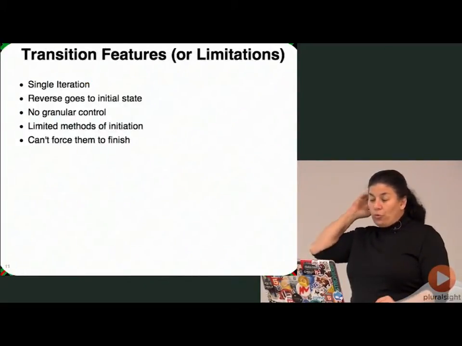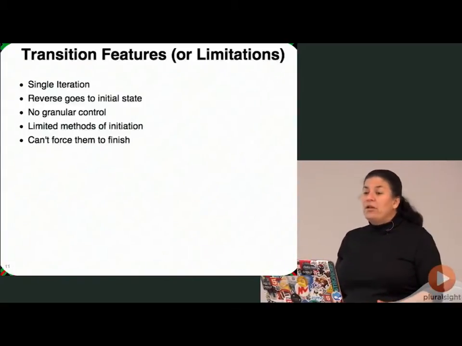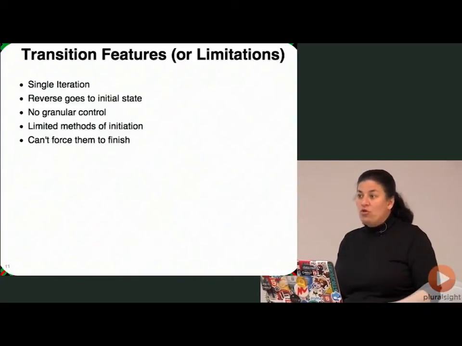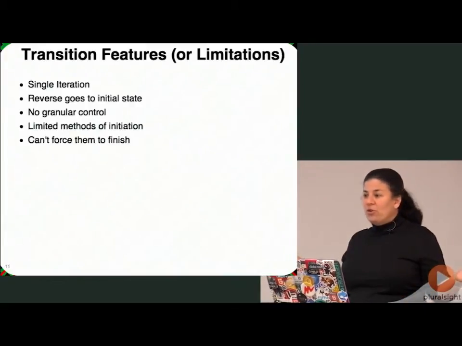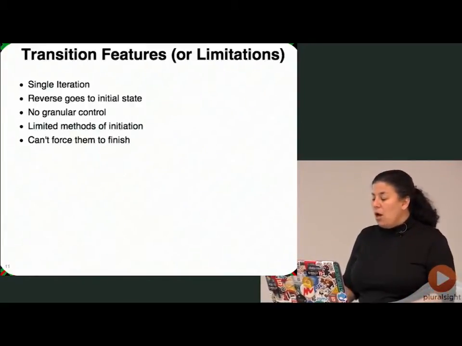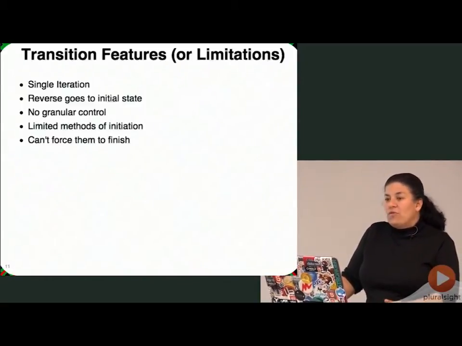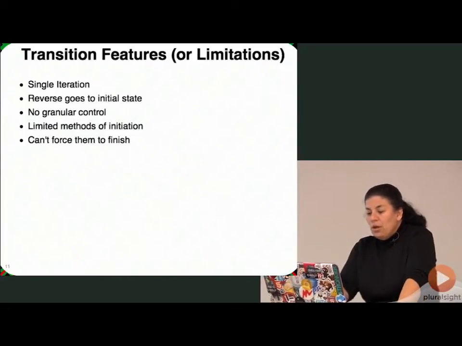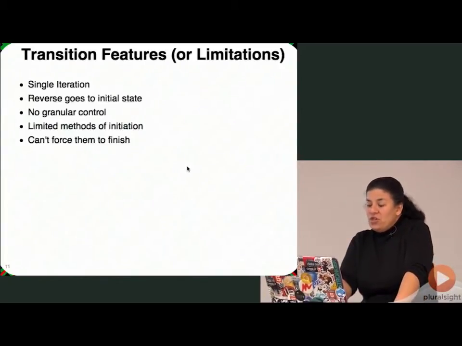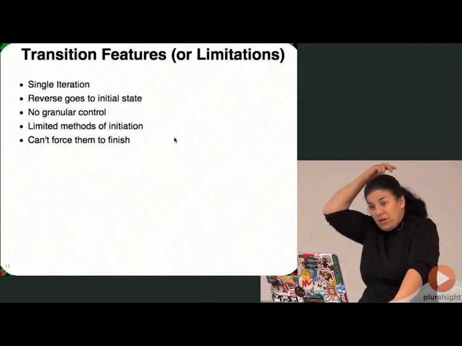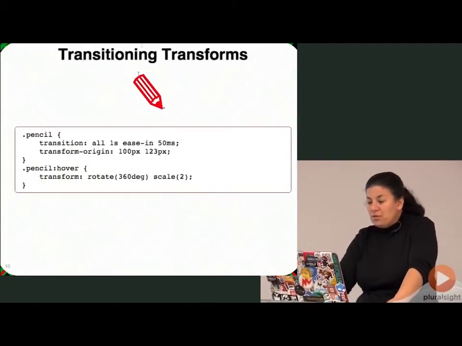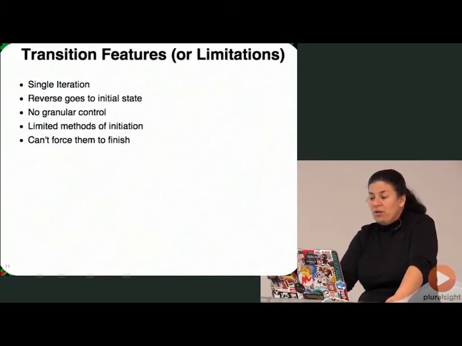So, transitions, it's a single iteration that you have no control over. It goes from keyframe 0 to keyframe 100, and you can't tell it what to do in between. It just does it. When you reverse it, it goes back to the original state in the reverse order. So it goes from 100% to 0. There's limited methods of initiation, and you can't force them to finish. So when I'm going over my pencil, and I go off my pencil, I can't force it to finish. There's no API to go along with it.